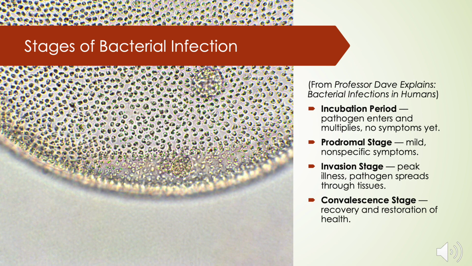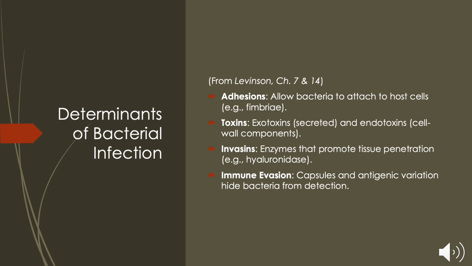Infection occurs in 4 predictable stages. During incubation, bacteria multiply quietly without symptoms. The prodromal stage brings mild signs such as fatigue or fever. In invasion, symptoms peak as the pathogen spreads. Finally, during convalescence, the body recovers as immunity clears the infection.